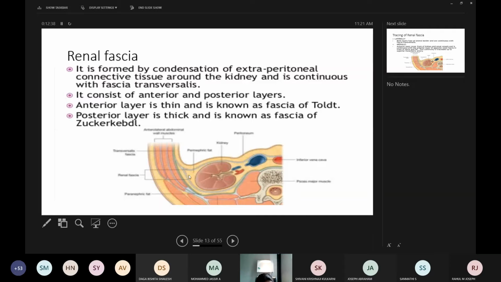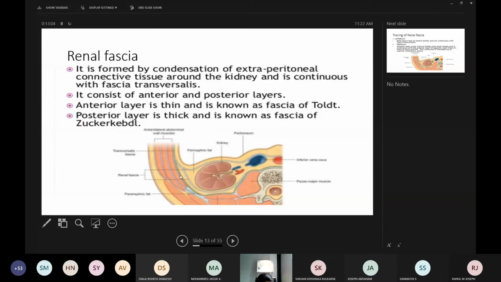Then the posterior layer. The posterior layer blends with the fascia covering the psoas major muscle by the side of the body of the lumbar vertebra. That is the psoas fascia, and it is attached to the bodies of the lumbar vertebrae.